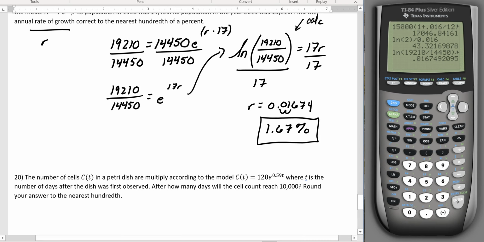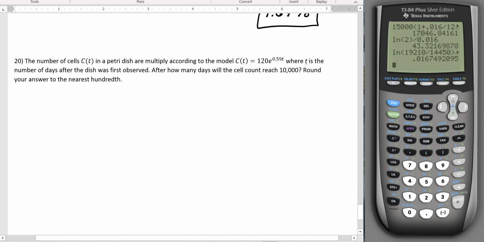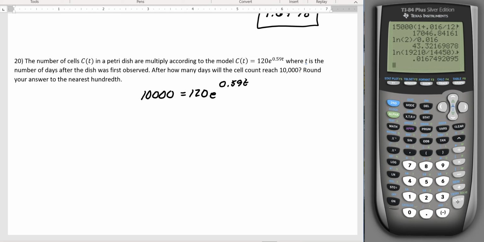Excellent. All right. Last one, number 20. The number of cells C of t in a petri dish are multiplying according to the model, where t is the number of days after the dish was first observed. After how many days will the cell count reach 10,000? Round your answer to the nearest hundredth. So we want to find when the final amount, C of t, is 10,000. So 10,000 will equal 120 e to the 0.59t. Okay, so we're going to divide by 120. Again, I'm not rounding anything yet.